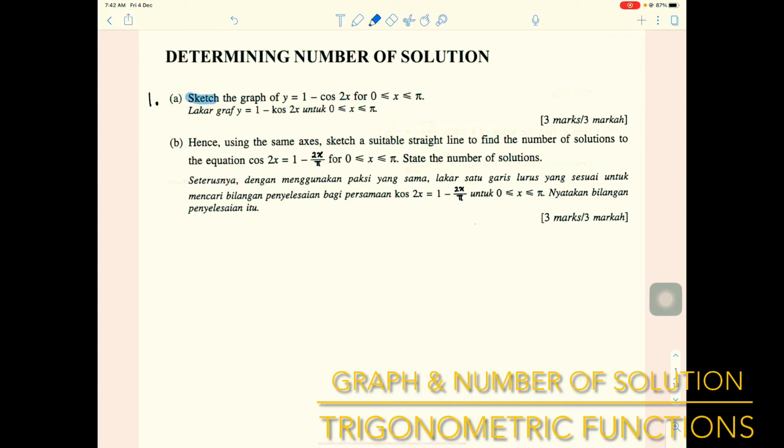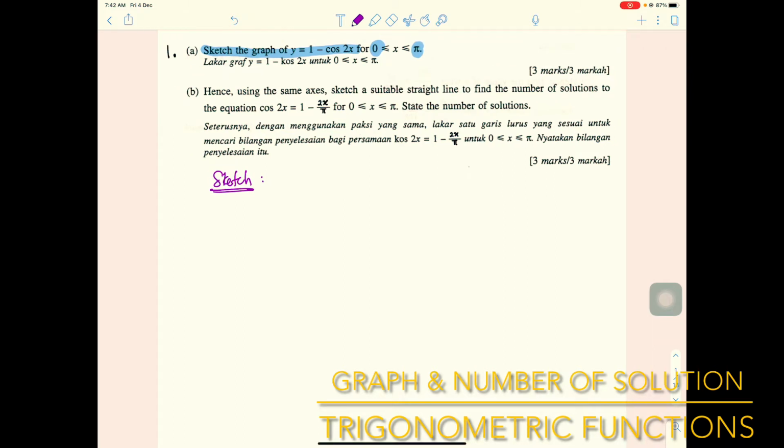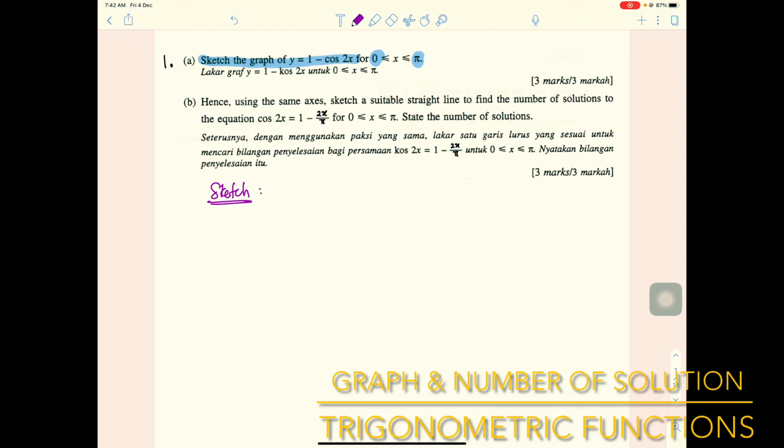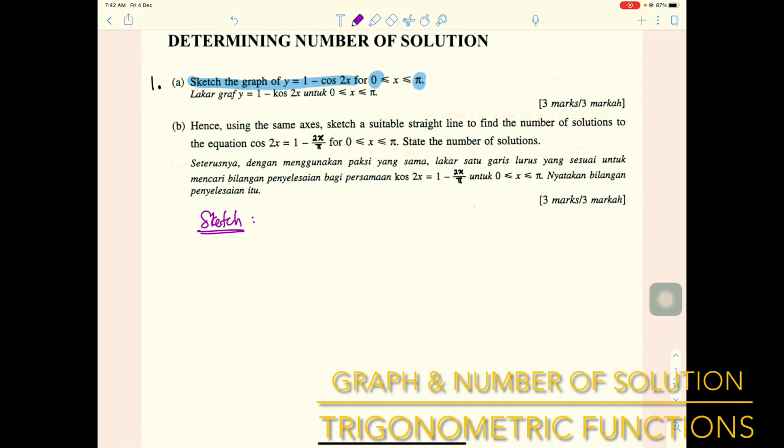1A, sketch the graph of y equals 1 minus cos 2x for the range x between 0 and pi. So this is the first question. What we do is sketch. Sketch the simple graph before we do the proper sketch for the answer. First step to sketch the graph of a trigonometric function.